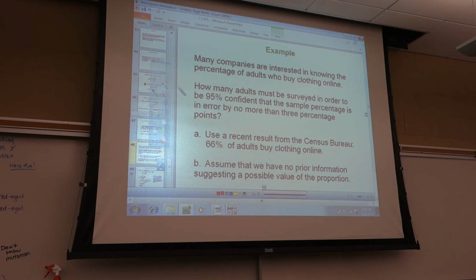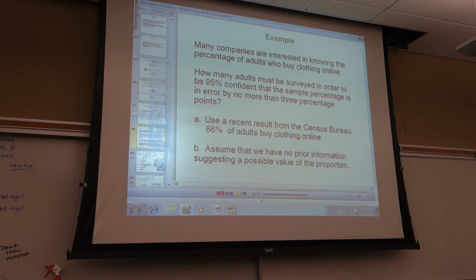Drew, go ahead and read it for me. Many companies are interested in knowing the percentage of adults who buy clothing online. How many adults must be surveyed in order to be 95% confident that the sample percentage is in error by no more than 3 percentage points? Perfect. All right, so I need to find my critical value.